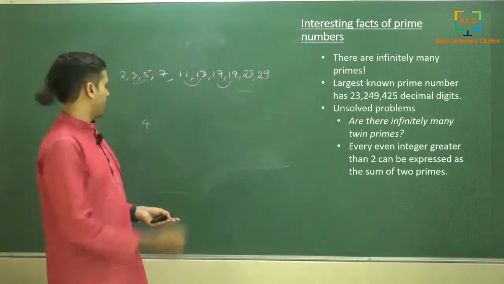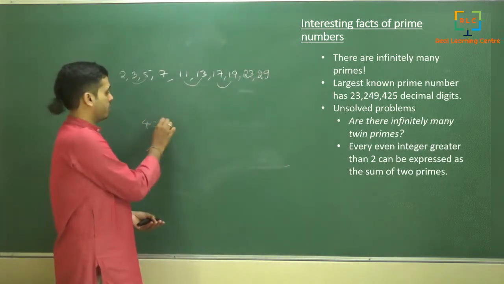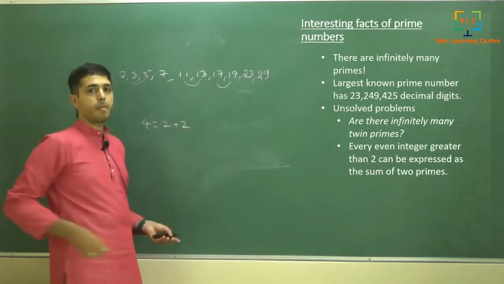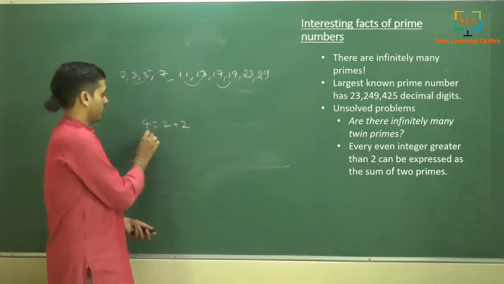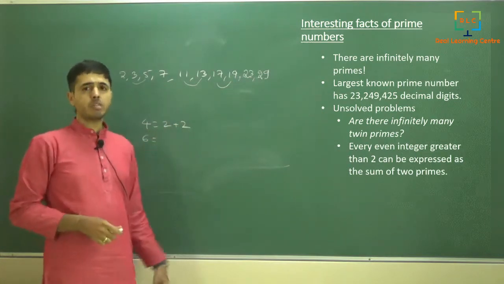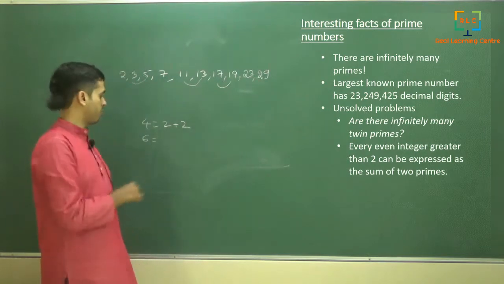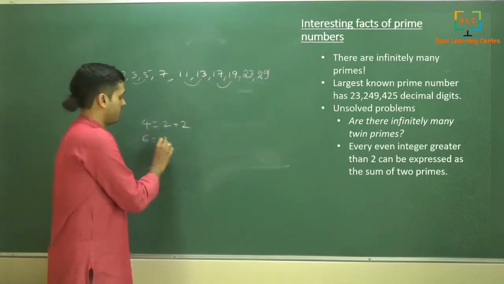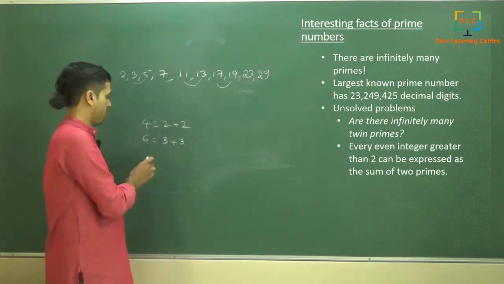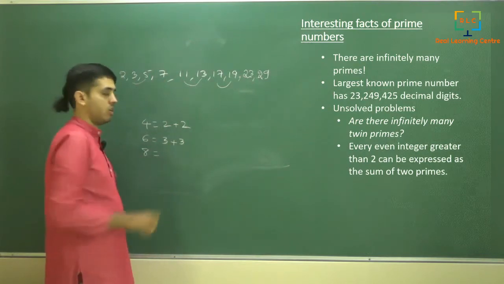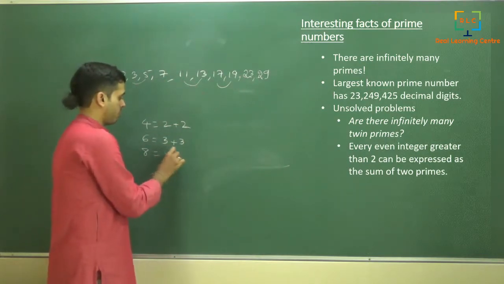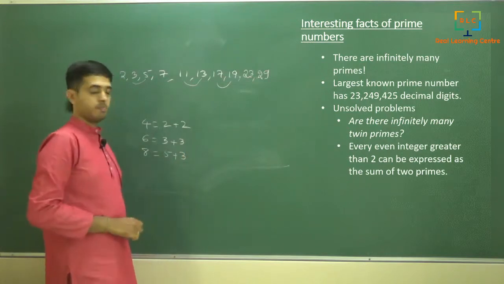It can be expressed as sum of two prime numbers. You can express 4 as 2 plus 2. And next, 6. Can you express it as sum of two prime numbers? Of course, 3 plus 3. Next is 8. How can I express it as sum of two primes? 5 plus 3.